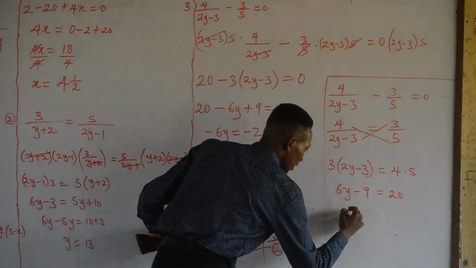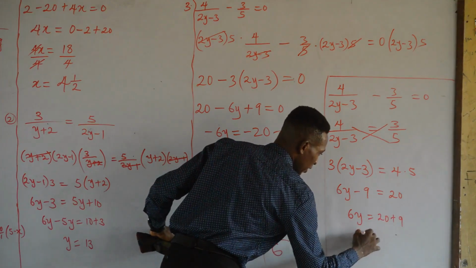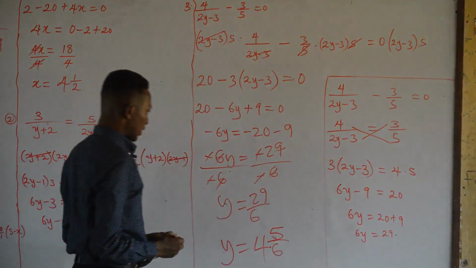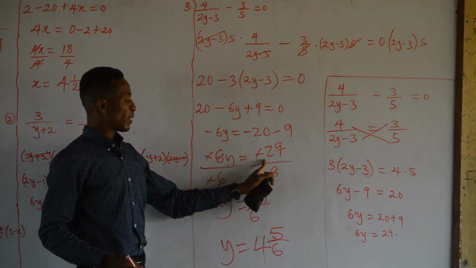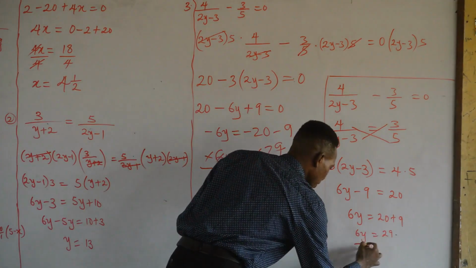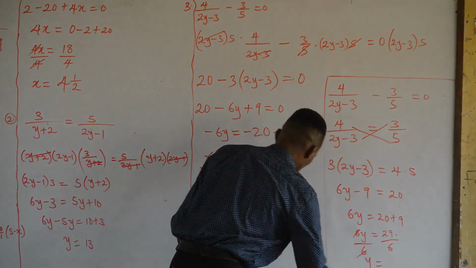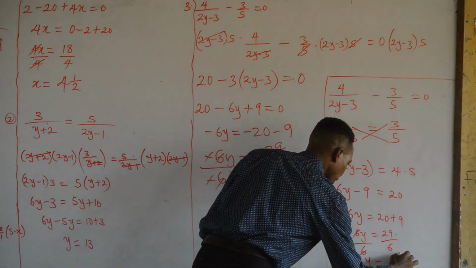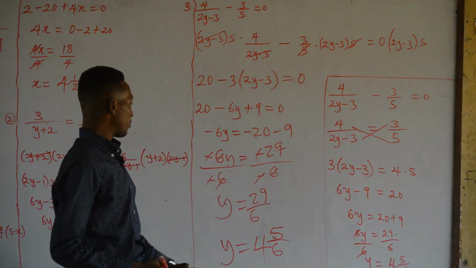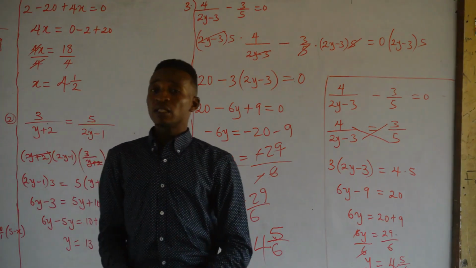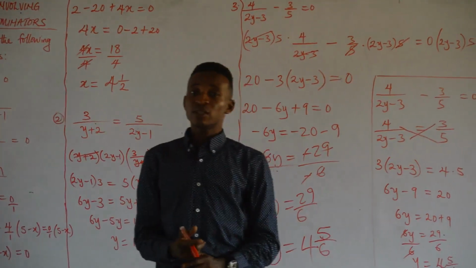When you collect your like terms, we have 6y equals 20 plus 9. 6y equals 29, the same thing with what we have here. When you have 6y equals 29 from this particular stage, now divide both sides by 6. Here this is gone. We have y equals 4 whole number 5 all over 6, the same answer with what we got even when we used the first method. Now the bottom line is this: any method you like, you use, and that's the beauty of mathematics. Your answer is going to be correct.